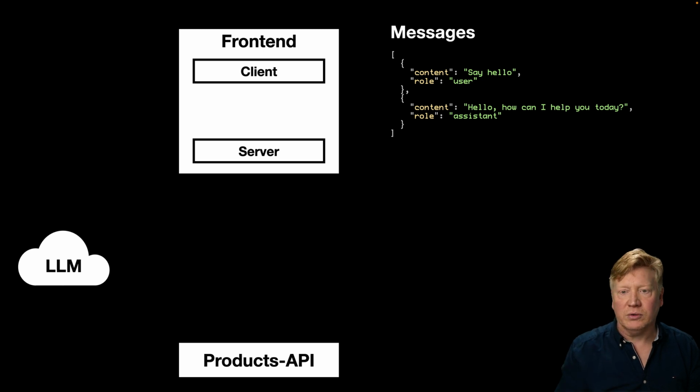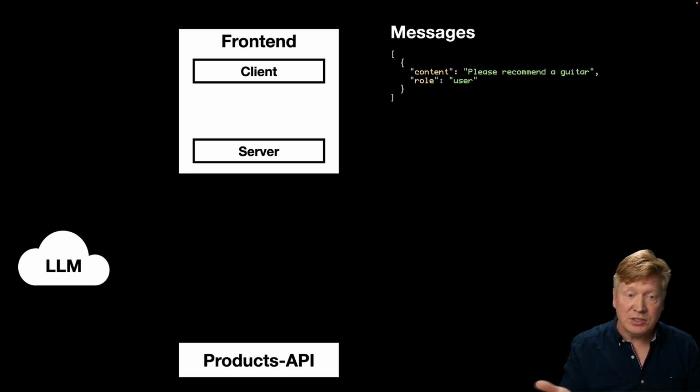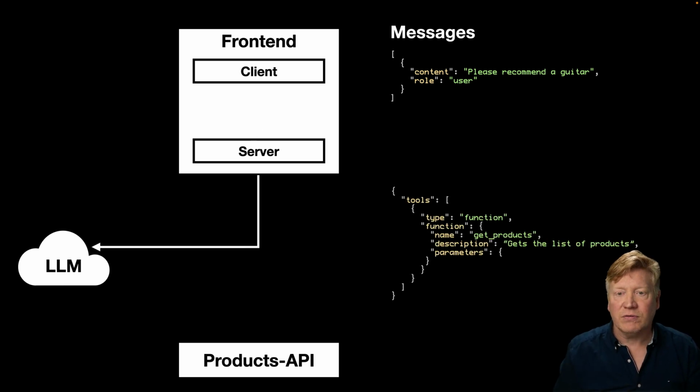Now let's talk about a tool flow. So let's start off with something that requires a tool, like please recommend a guitar. Again, we add that in the messages, just as we did before. That goes to the server. Now the server then sends that off to the LLM, but this time it adds a little bit extra. It gives a tools definition, and those tools are defined at the meta level. They say they exist and what the parameters are, but there's no way to actually execute on those, as we'll see in a second.